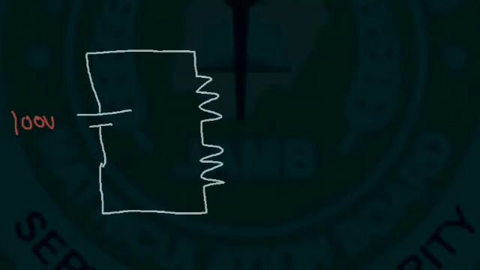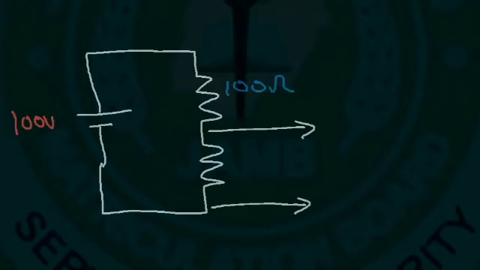Now let's talk about the voltage divider circuit. We already drew the circuit. It's basically a series circuit with 2 resistors. Now let's say the voltage of the battery is 100 volts and this resistor has a value of 100 ohms. And we want to calculate the voltage across this resistor.